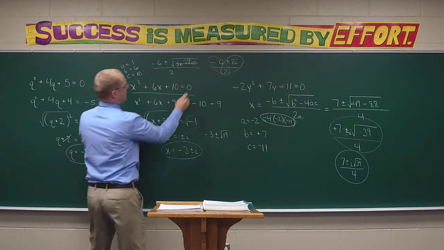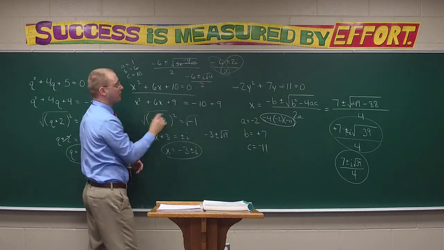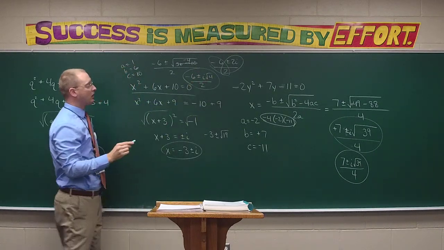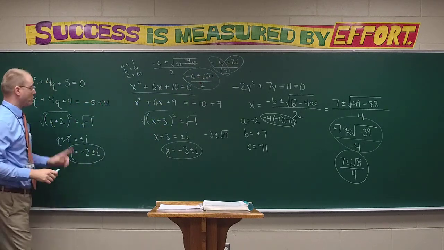So you left it at negative 6 plus or minus the square root of 4 all over 2? Yes, I couldn't figure out how to do that part. Right, you just have to actually take the square root of 4 and get the 2, and then it would have been all good from there. Were you good on 39?